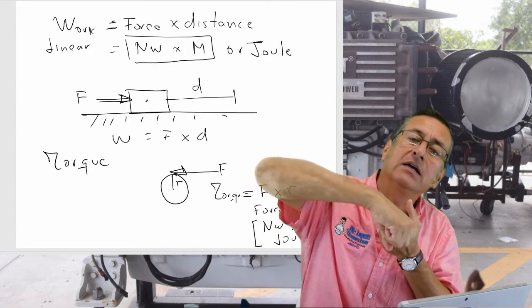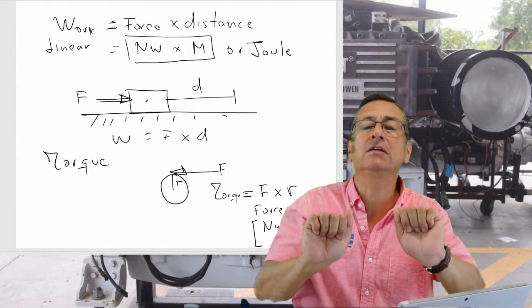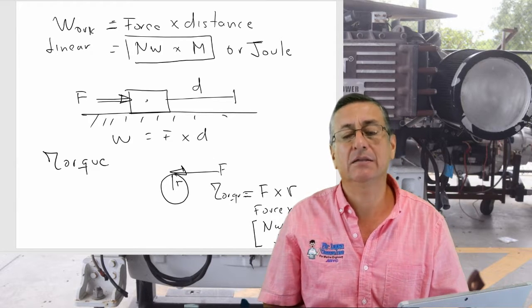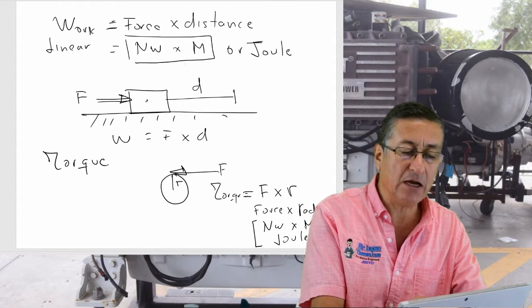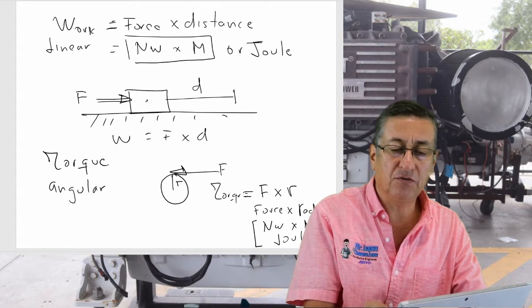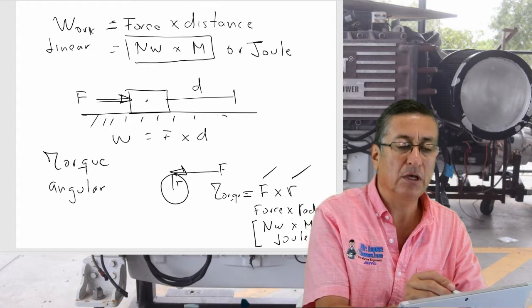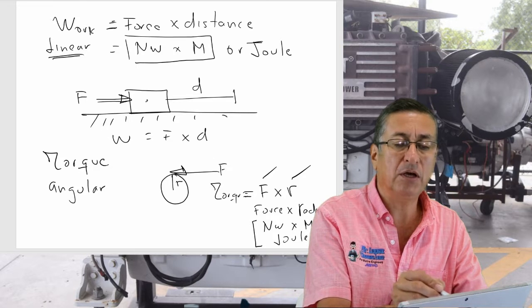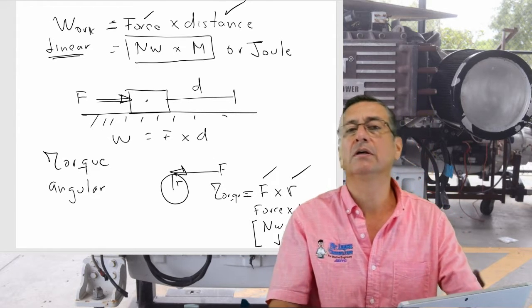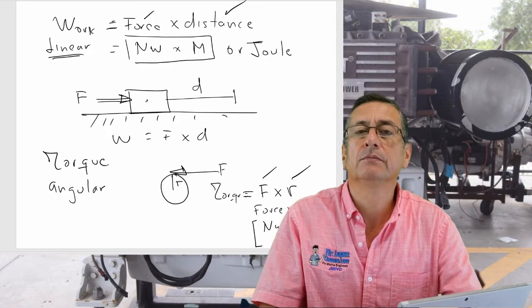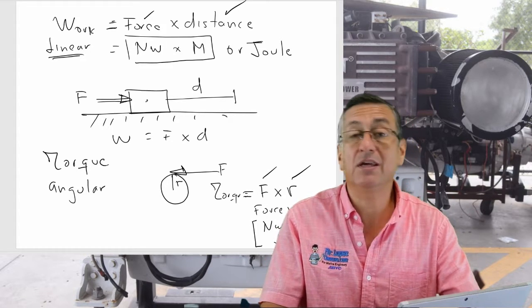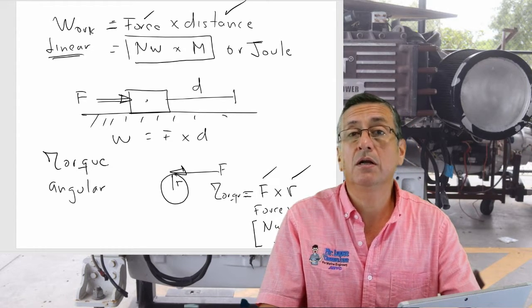Torque is angular, and work is linear. That's the only difference. Torque is angular because it's force times radius, and work is linear because it's force times distance. That's the only difference. Both of them use the same units, Newton meter or joules.